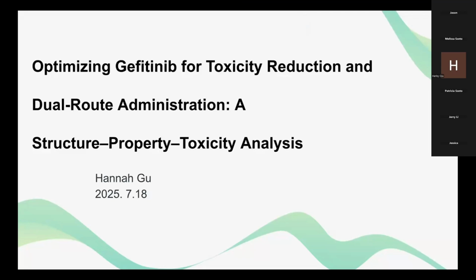Hi, I'm Hannah. I'll be presenting about my project on improving a cancer drug called Gefitinib, specifically making it more safe and aiming for both oral and IV administration.